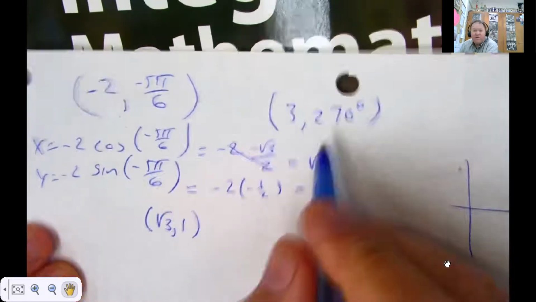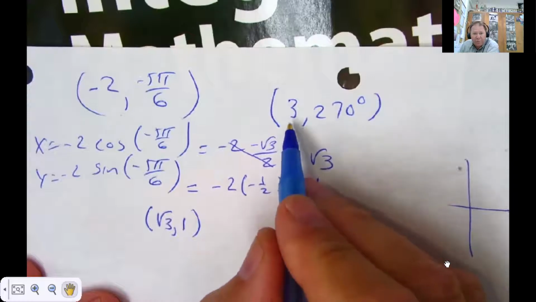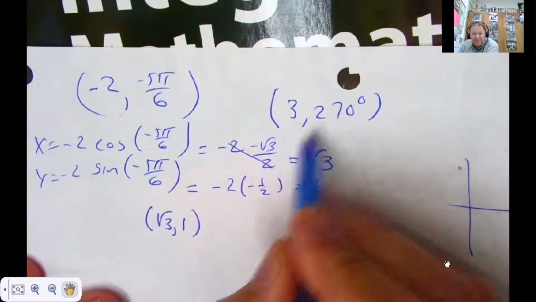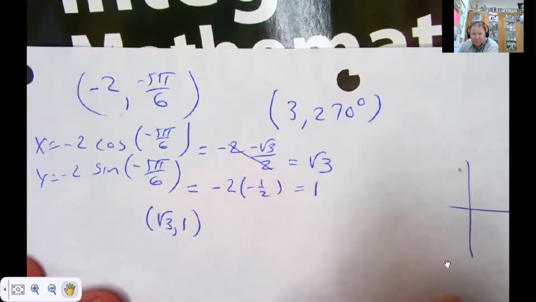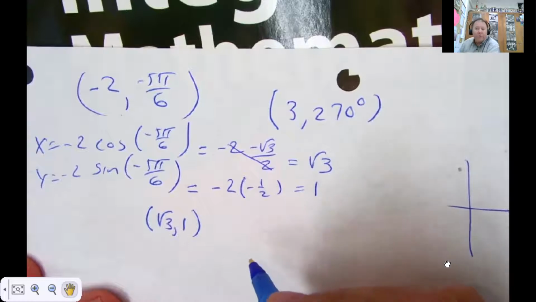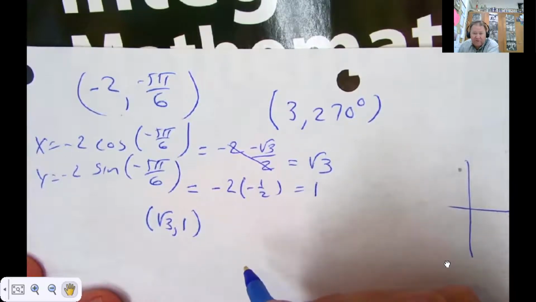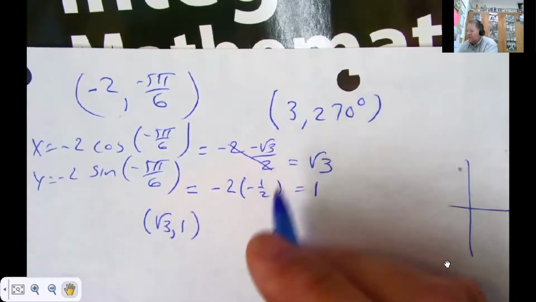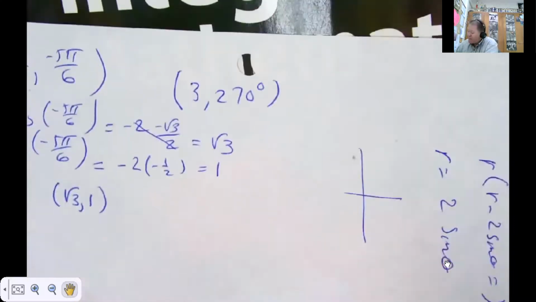Okay. Now this one here, you should be able to get it. If I go 3 in the 270 degree direction, that's just straight down. That's 0, -3, right? I don't need to even write anything out, but let's do it.